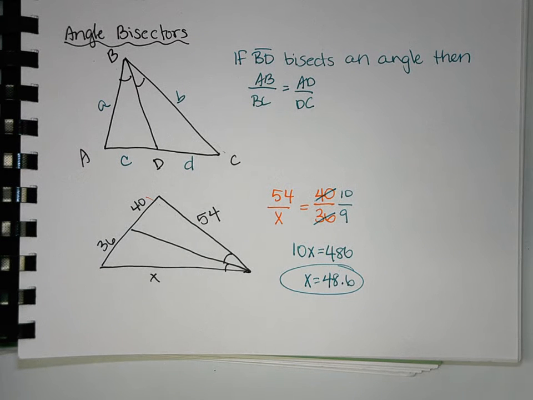Okay, so those are our two theorems that we're going to work with today. All your problems are going to have either a side splitter or an angle bisector kind of deal going on. Okay, any questions at this point? I do want to go over one more example of each one just to make sure we got it.